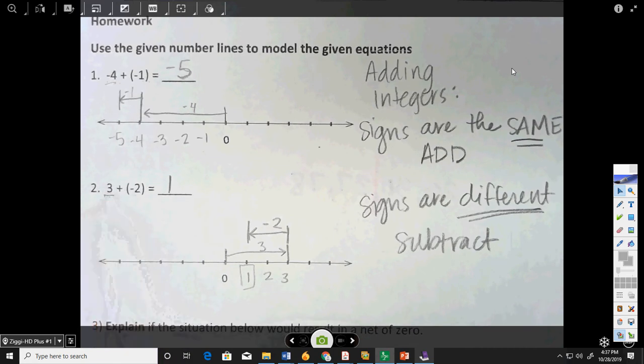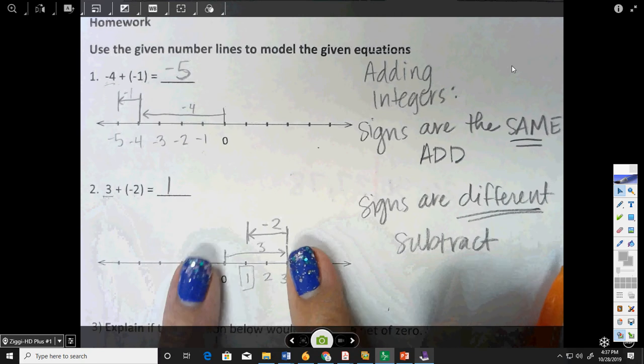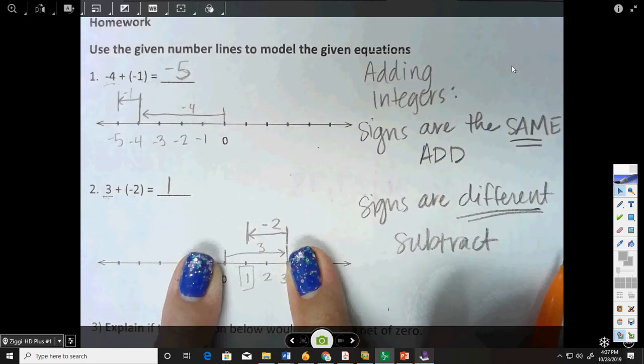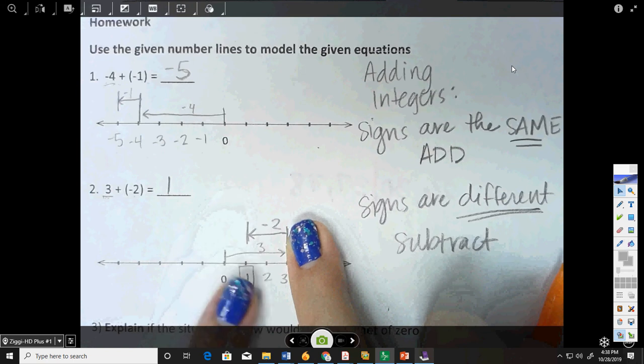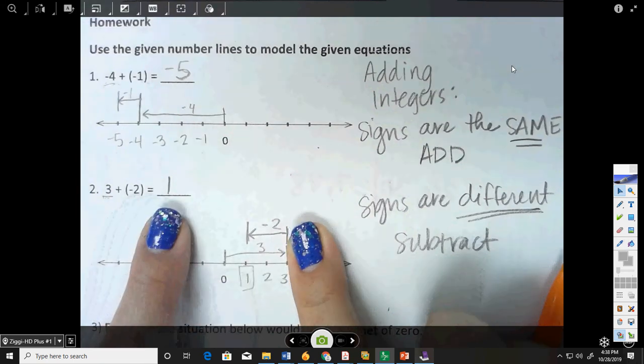The way the kids and I looked at it in class is this distance, that's what absolute value is, how far that number is from 0. This distance, 3, is bigger than this distance, 2. Therefore, I still have positives. That's why our answer is positive and not negative.